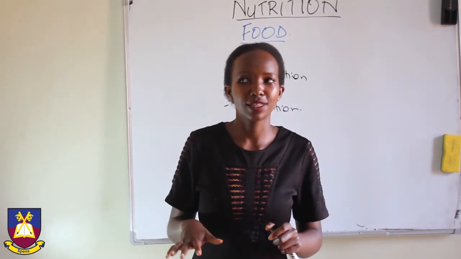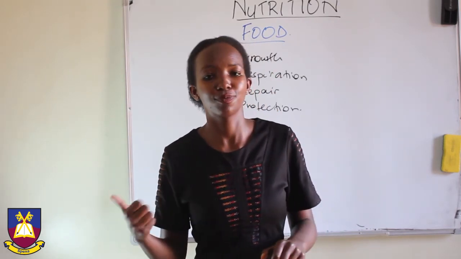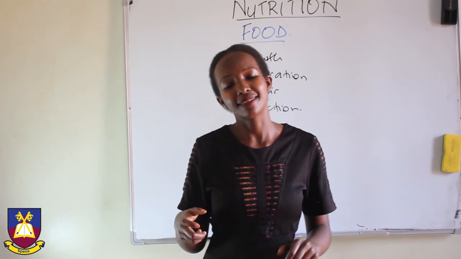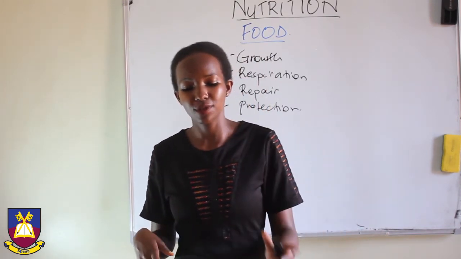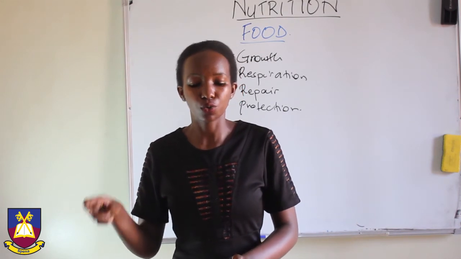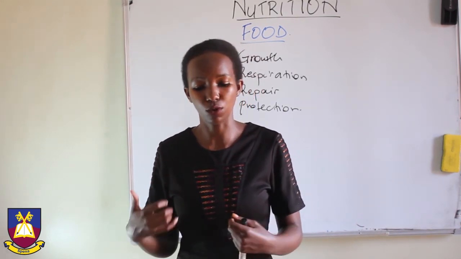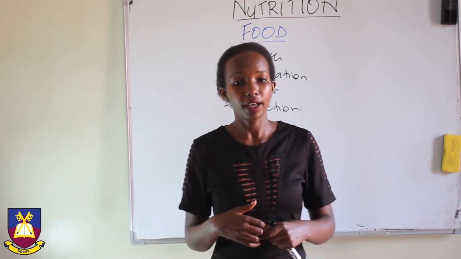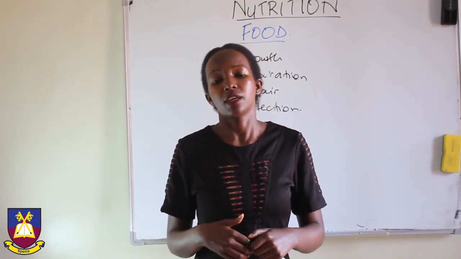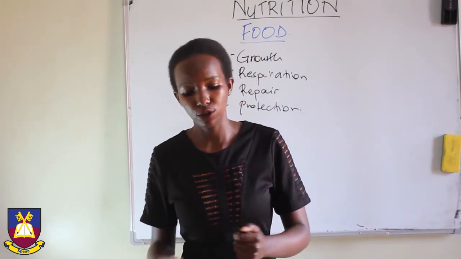Have you seen those adverts where they say you eat this so that you grow? Probably it has the type of food that will help you to grow. Okay, for example, proteins help us to grow. Carbohydrates, they help us, and fats, they help us, they give energy to our bodies.